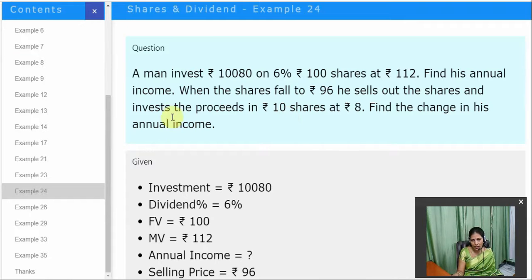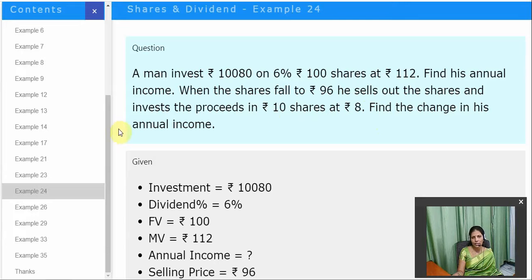That is his proceeds, the sale proceeds. That is the meaning of proceeds. He is selling the shares and he is getting some amount in his hand. That is the sale proceeds. And then he is investing that proceeds and buying the shares whose face value is 10 and market value is 8.